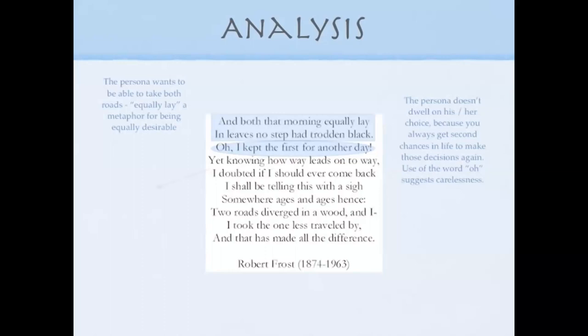But here we're reminded, "yet knowing how way leads on to way, I doubted if I should ever come back." When we're young, we don't see those consequences of our decisions straight in front of us. But here, the persona is reminding us through the metaphor "way leads on to way" that unfortunately in life, you can only make one choice. You can't have them both. And chances are, you're never going to get those opportunities back again.